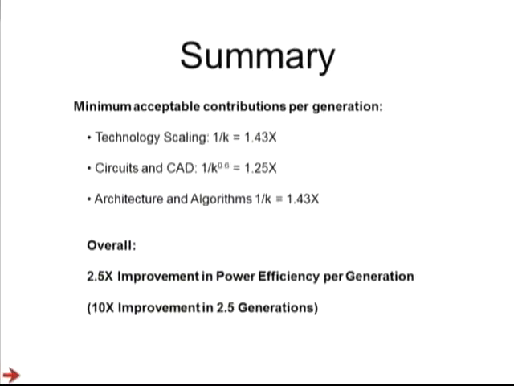So in summary, I think that multiplying these all together, 2.5x per generation is still possible, which would yield a 10x improvement in 2.5 generations. Thanks very much. Thank you, Ben.